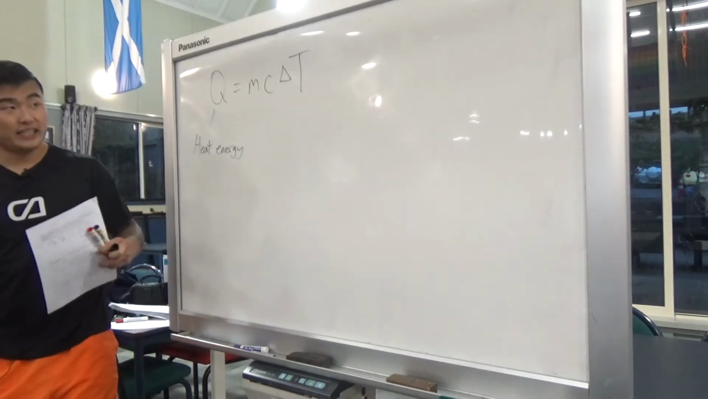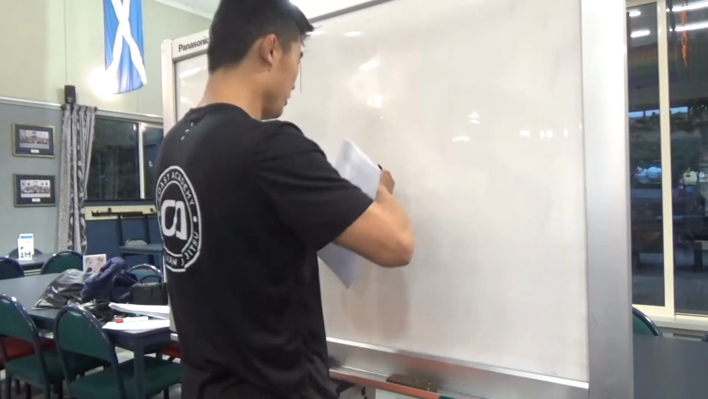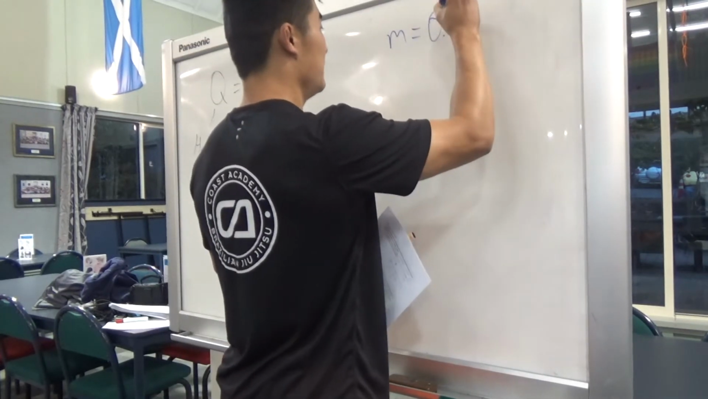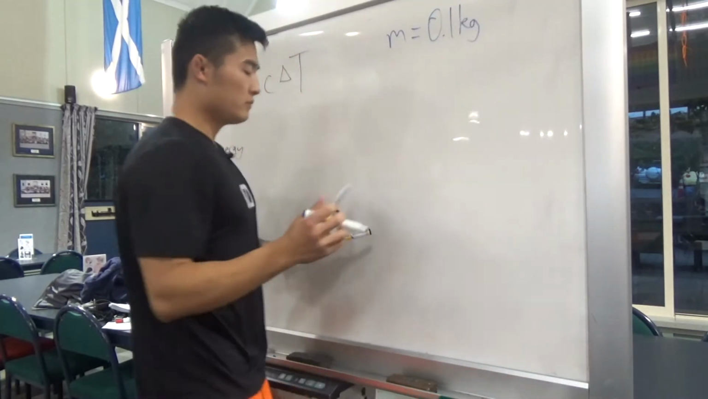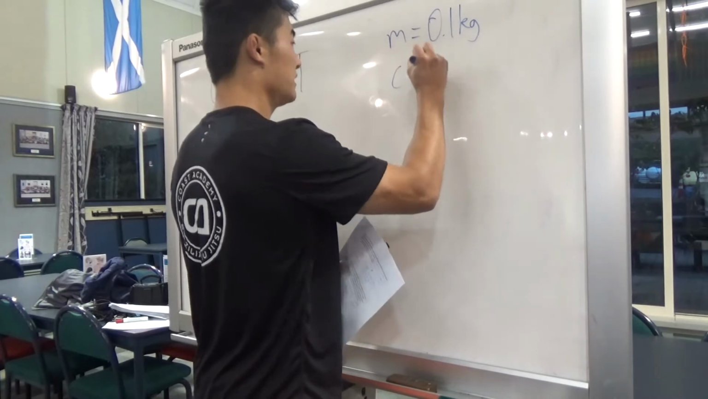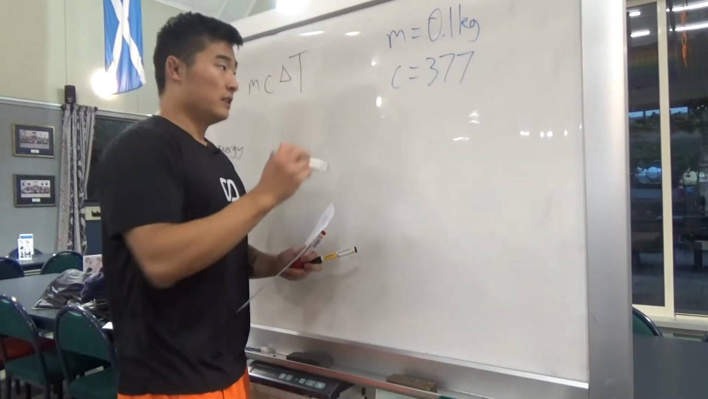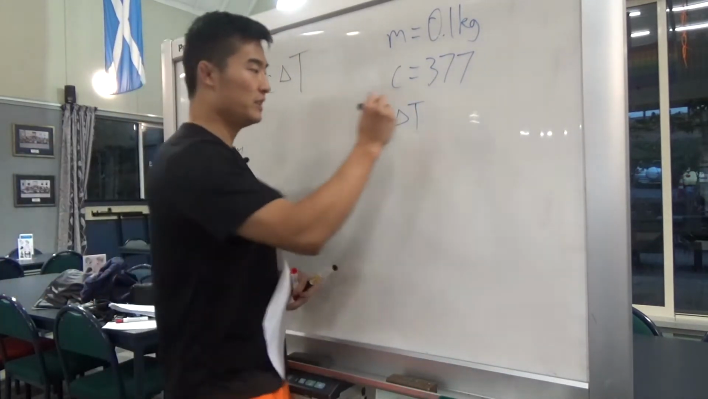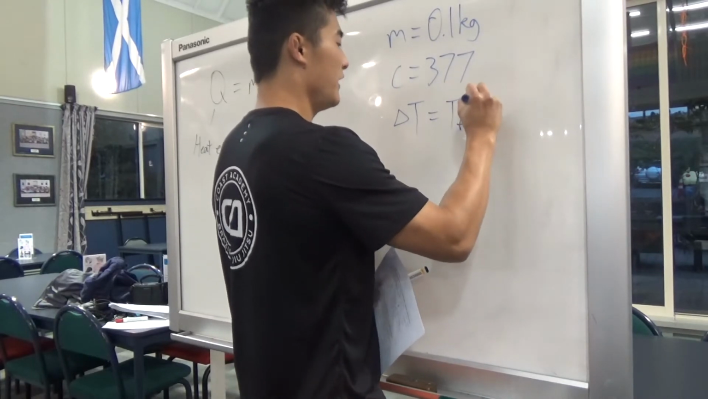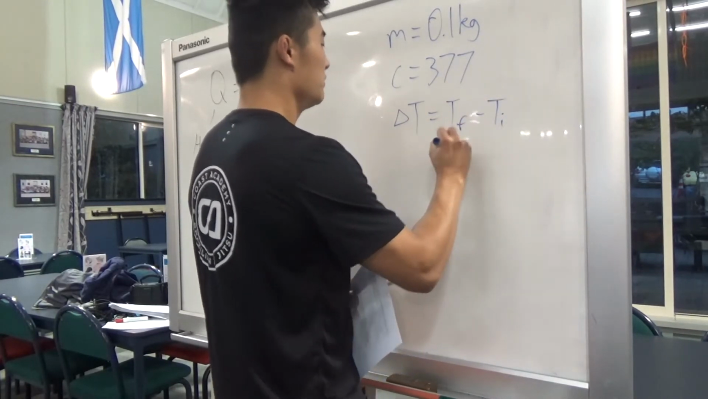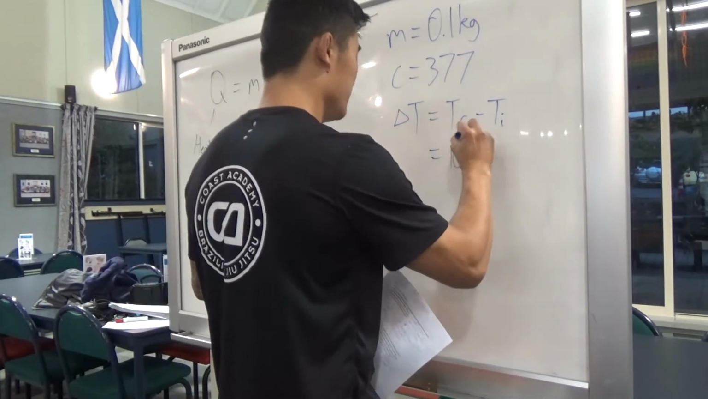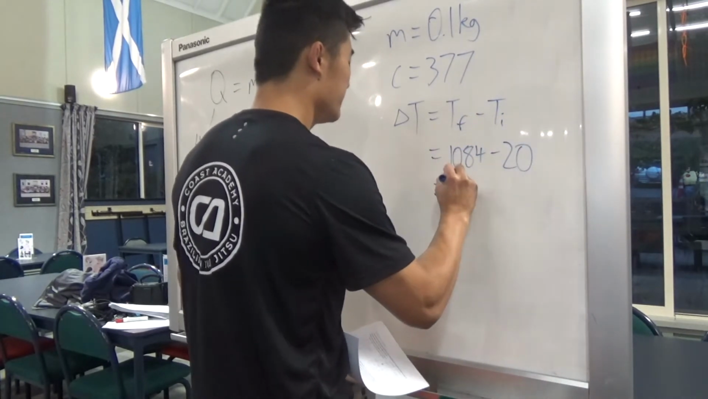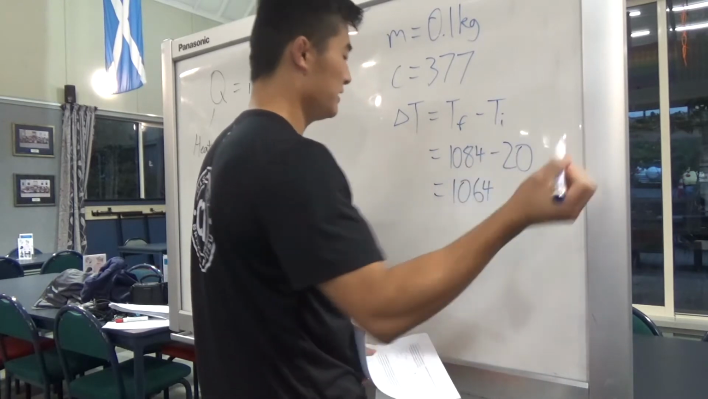So we'll write down the variables that we have. We know that the mass is 0.1 kilograms because that's 100 grams. And we know that the heat capacity is going to be 377. And we want to figure out what delta T is going to be, so the change in temperature. Change in temperature is just final temperature minus the initial temperature, which is going to be 1084 is our final temperature, minus our initial temperature of 20. So our change in temperature is 1064.